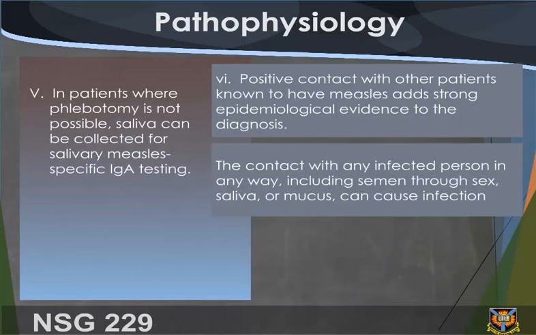5. In patients where phlebotomy is not possible, saliva can be collected for salivary measles-specific IgA testing. 6. Positive contact with other patients known to have measles has strong epidemiological evidence to the diagnosis. The contact with any infected person in any way, including semen through sex, saliva, or mucus, can cause infection.